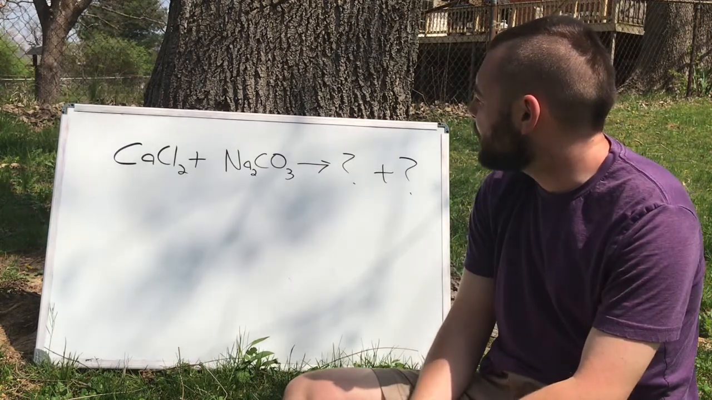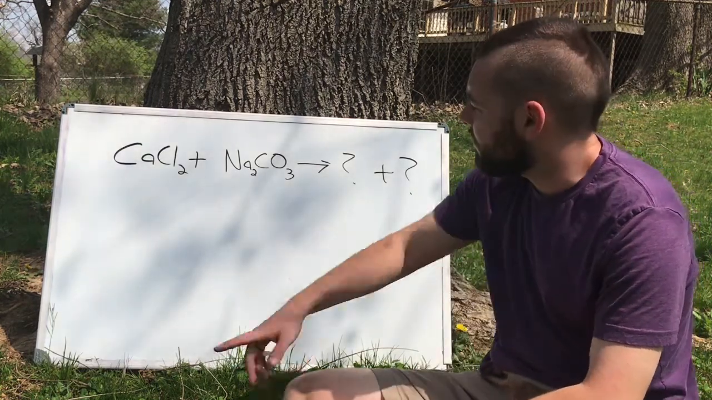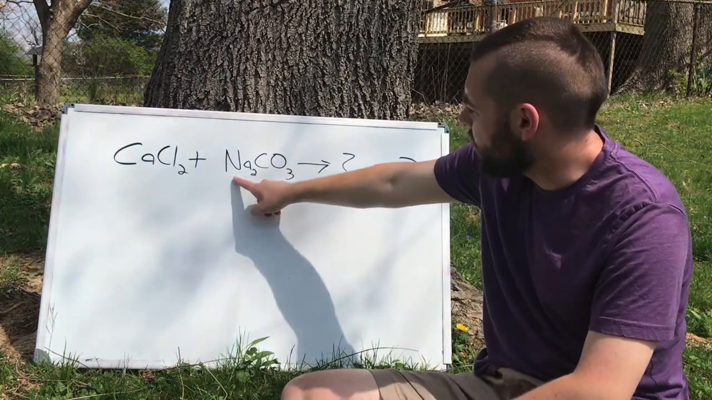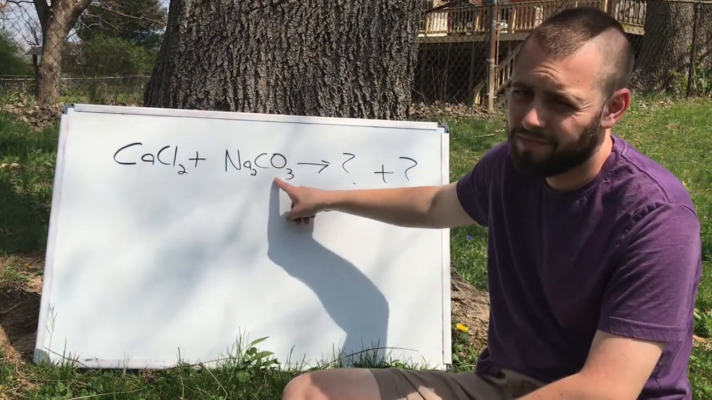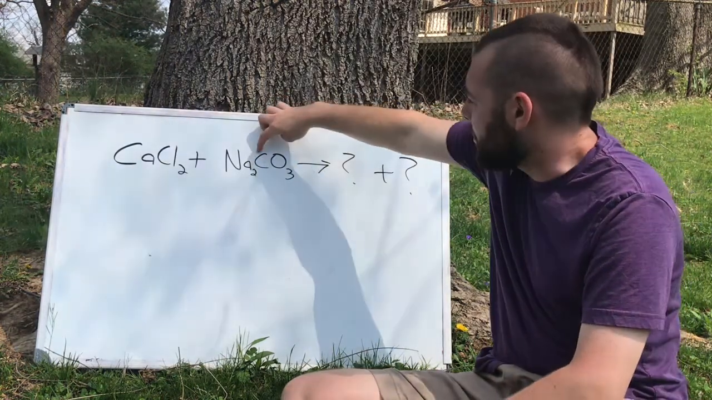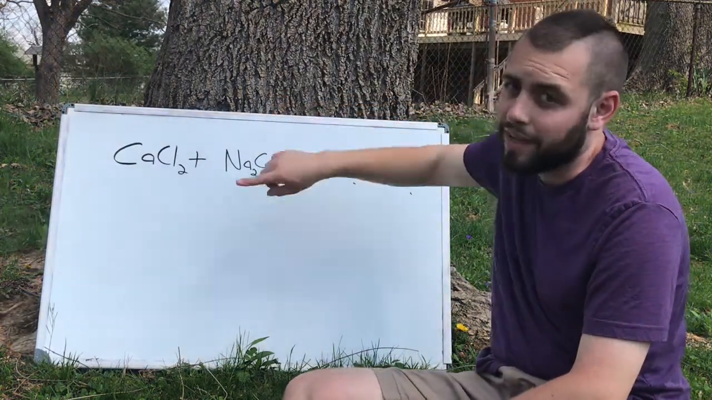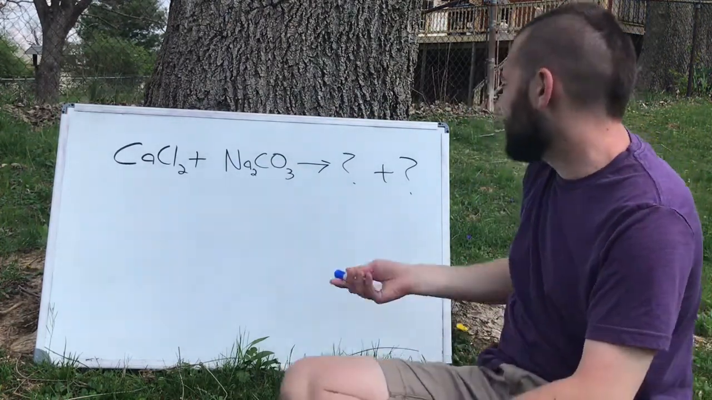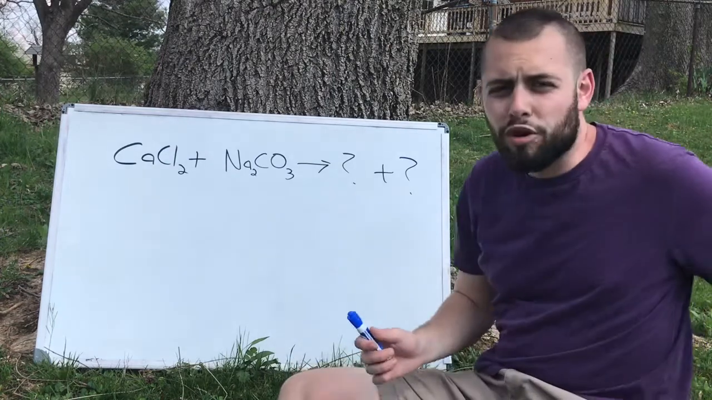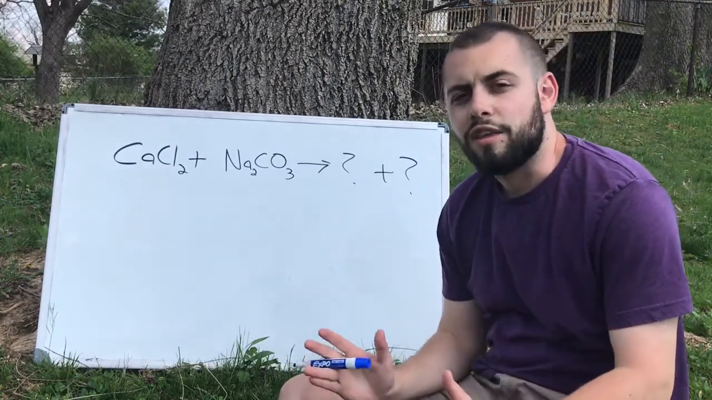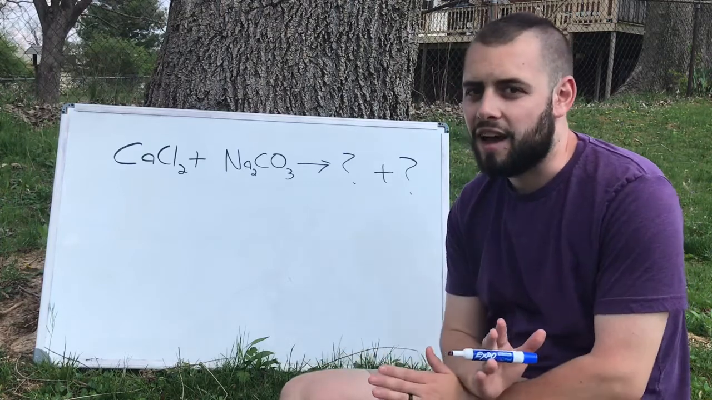Looking at my 2 reactants, I've got calcium chloride and sodium carbonate. Remember that this is a polyatomic ion, carbonate. I'm going to treat it like 1 ion because it is 1 ion. So now my job is, I need to decide what the products are going to be. I need to predict the future a little bit. You need to switch the ions.